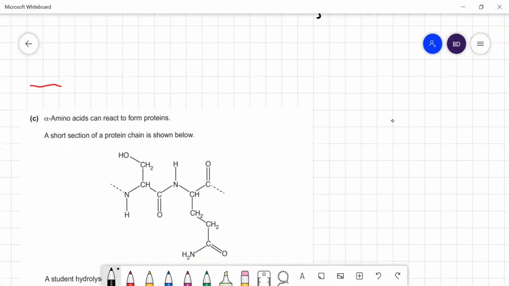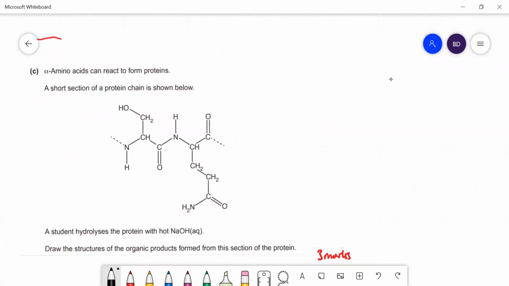Okay, alpha amino acids, which are naturally occurring amino acids, can react to form proteins. A short section of a protein chain is shown below. A student hydrolyzes a protein with NaOH. Draw the structures of the organic products formed from this section of protein. Now, we just remember how we form a peptide linkage. You've got the carboxylic acid of one, and you've got the amino group of the next amino acid.